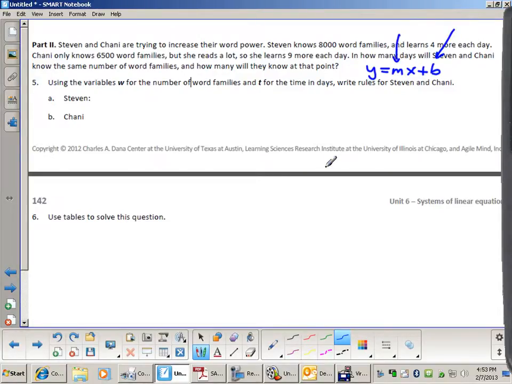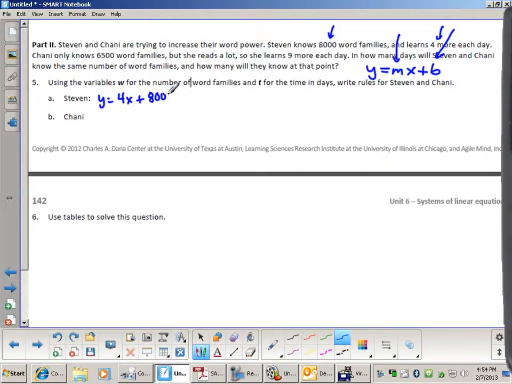So let's do Steven first. Steven knows 800 word families, learns 4 more each day. Well, 4 more each day indicates increasing or decreasing. That's going to be our slope. The 800 word families, that's the starting point. That's what he knows right now. So Steven's equation should look like 4x plus 800.